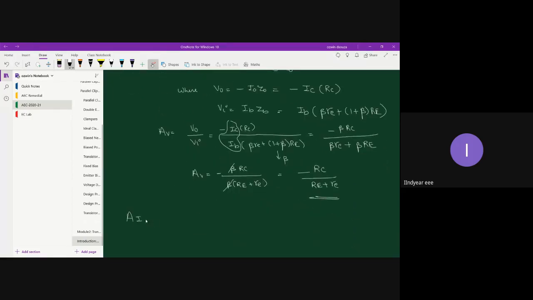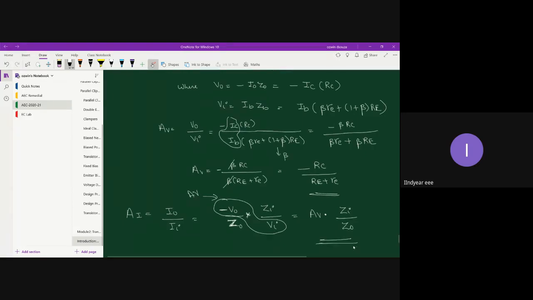Finally I have my current gain expression. So I naught by Ii. What is I naught? V naught by Z naught. Ii is Vi by Zi. Since it is a division, it goes to the numerator, so Zi by Vi. This is a negative sign, of course. So you have this ratio V naught by Vi, which is your voltage gain AV. So it is voltage gain times the impedance ratio, Zi by Z naught. So that's your current gain.